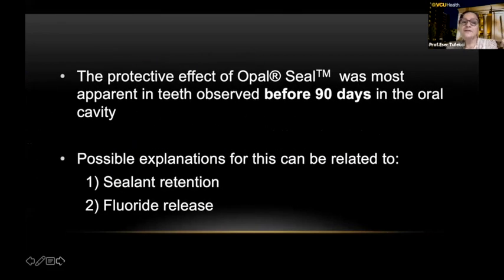So we can say that the protective effect of Opal Seal seems to exist up to 90 days. And maybe this can be explained by 2 things. Either the sealant is not there at the end of 90 days, because we have only 50%, and that's why we had a diminished effect after 90 days, or it's the fluoride releasing from the product. And we know that with fluoride release from these materials, there will be an initial burst, then the fluoride will diminish over time.